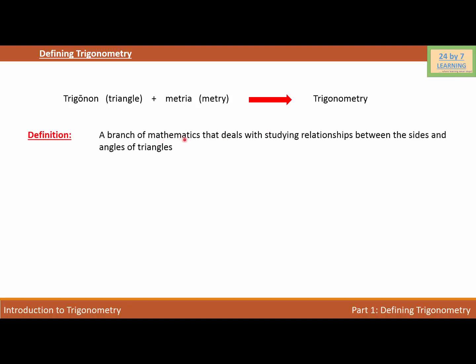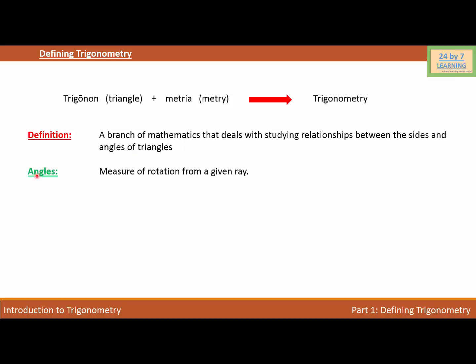A branch of mathematics that deals with studying relationships between the sides and the angles of a triangle. In other words, if we are studying the relationship between the sides and angles of a triangle, then that study is called trigonometry. Now let's try to understand different factors related with trigonometry.